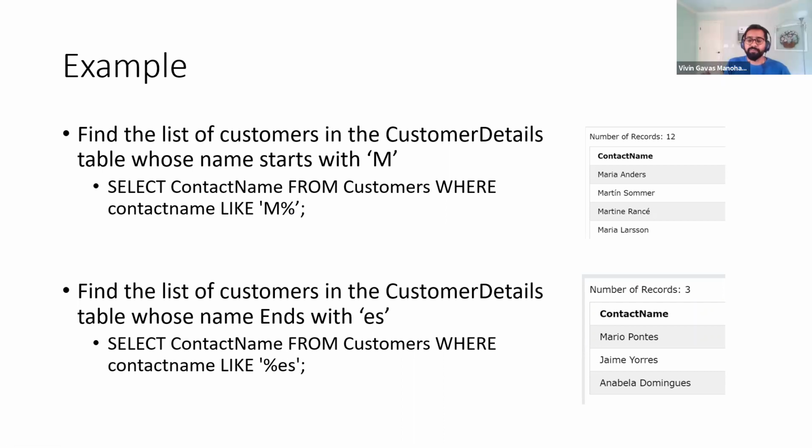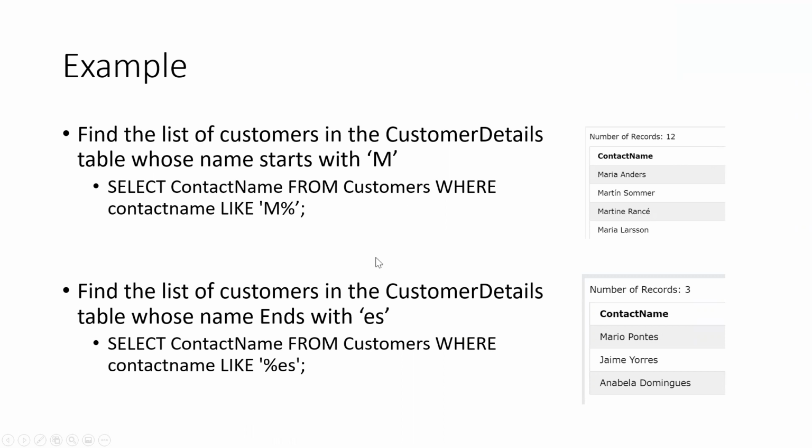Yeah, so you have to use it twice, which means you should put contact name like m percentage, or contact name like percentage es. So you need to use the column name twice, because each statement that you're checking in your where clause has to have the column name that you're checking. So if you do that, it will find all the names which either start with m or end with es. Got it. Thank you.